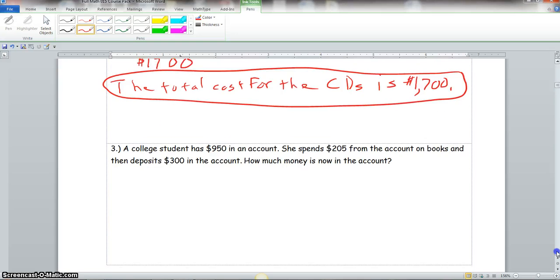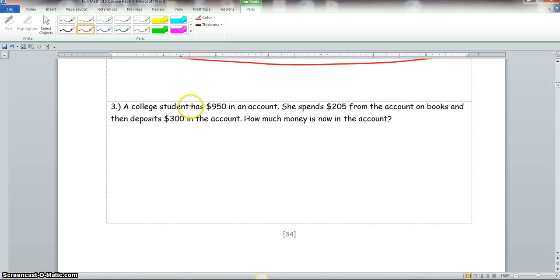Now we scroll down to number 3. It says a college student has $950 in an account. She spends $205 from the account on books and then deposits $300 in the account. How much money is now in the account? Now we would take $950 minus the amount that she spent, which is $205.